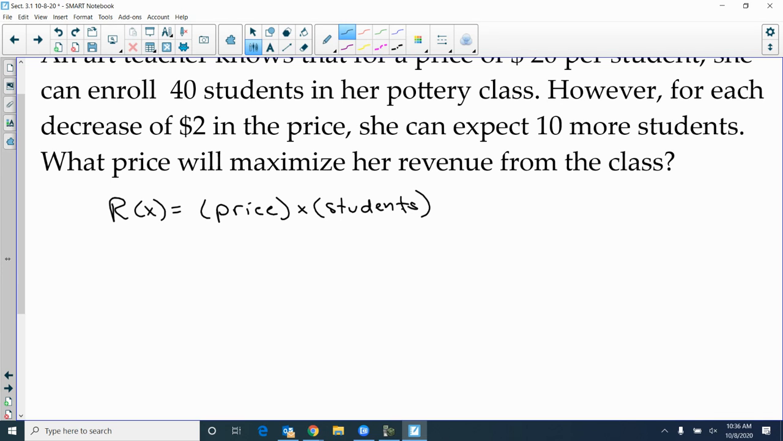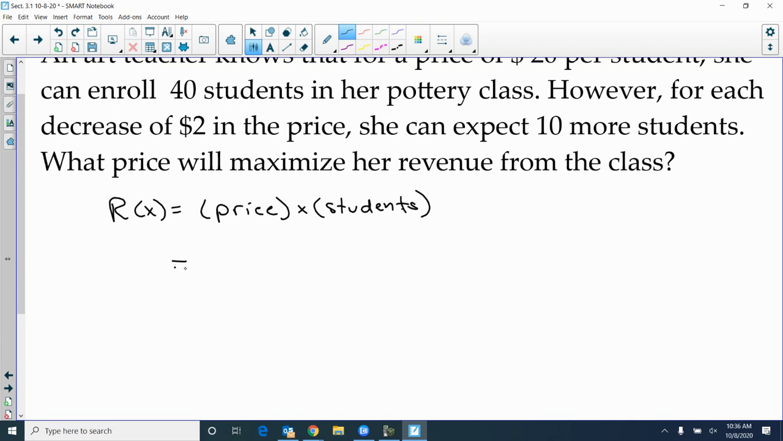How can I create a function, and keep it just in terms of price times students? How's that price going to change each time, and how's the number of students going to change each time? All right. Any ideas, Nathan? Not right now? Good answer. All right, well, I'll tell you.